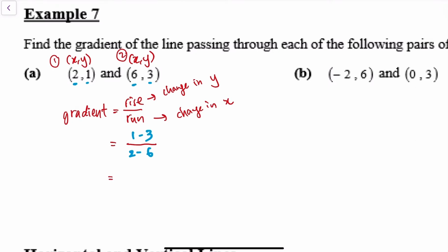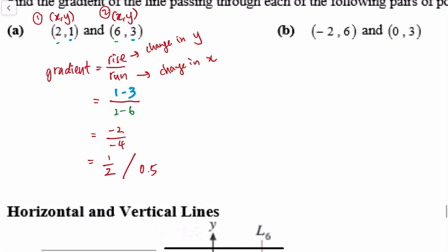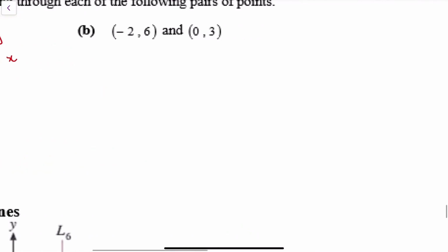Okay. Maybe I use a different pen here. Just now I use green, so I'll use green also. So it's 2 to 6. So when I simplify it, I get that this is negative 2 over negative 4. And the negative sign can cancel out each other. I get 1 over 2 as my answer. So that's my gradient. Or you want to write 0.5 is also okay. Either one is fine. Alright, so can you try the second part?